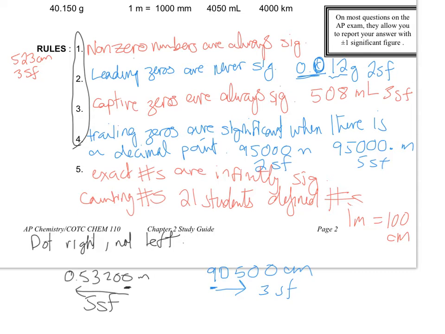So if you don't want to remember all 4 of those rules there, you can just remember the dot right, not left. So let's go back after doing this to looking at those numbers at the top here and trying to figure out how many sig figs they have. Okay, so we have 40.150 grams. So I'm going to use the dot right, not left rule. So this has a dot in it, so I'm going to start with the right. So that's 0, and I'm going to go to the left until the last non-zero digit. So that goes from the 0 all the way to that 4, and so that is 5 sig figs.